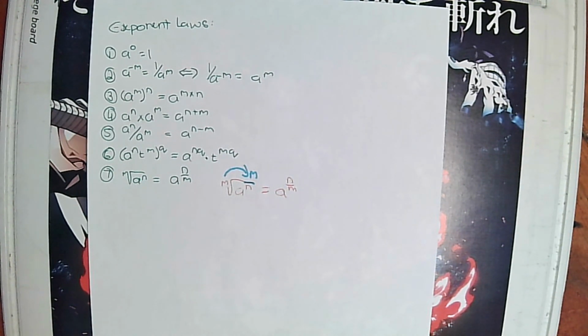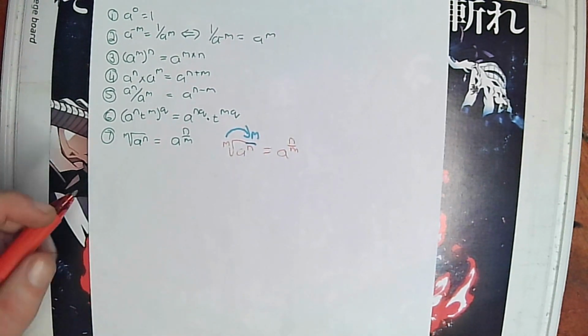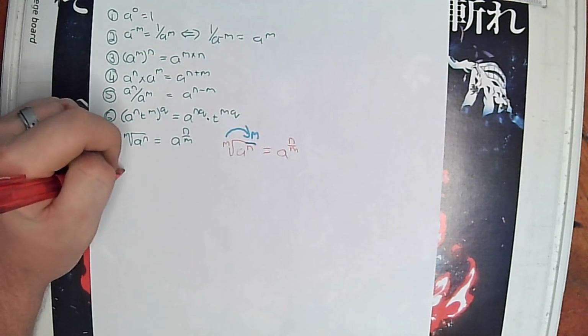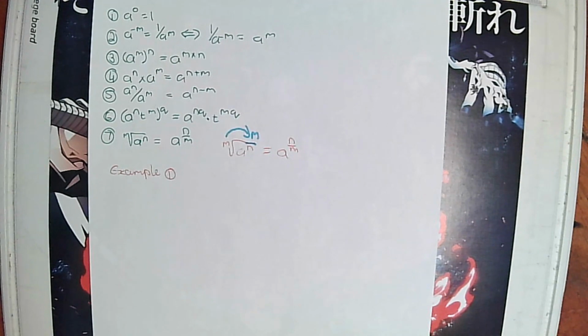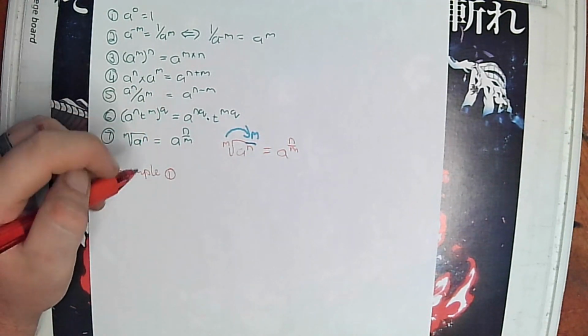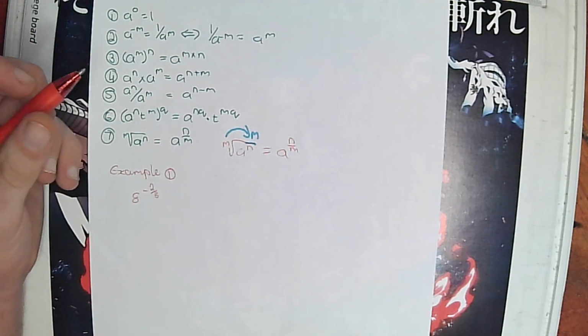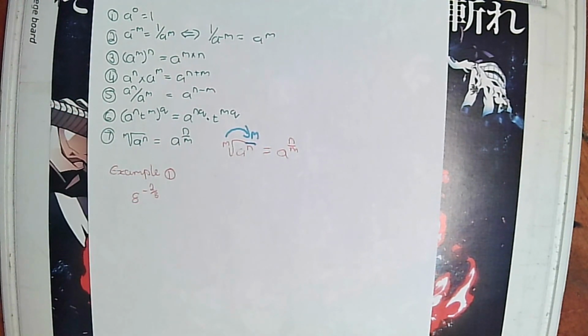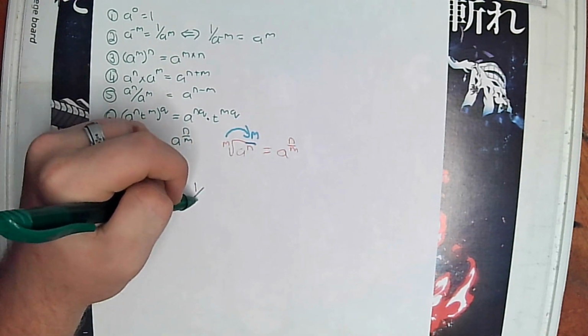So let's look at some examples of how we apply these exponent laws. Example 1. Say you are asked to simplify something like this: 8 to the power negative 2 over 3. Well, the first thing I would do is I notice the negative, so I know that I can go and write it as 1 over 8 to the power 2 over 3.